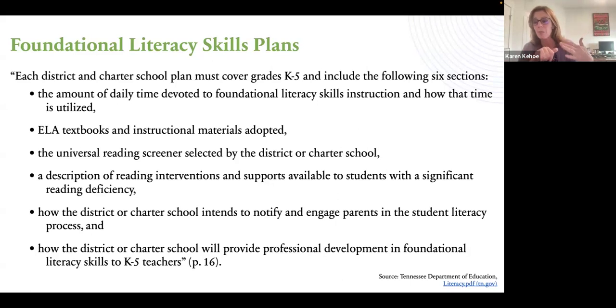We currently have 8 approved state screeners, including 1 free state screener that not everybody uses for various reasons, but they can also use things like AIMSweb or DIBELS. So they have to specify which one they're using. And students have to be screened 3 times a year, K through 3. Then the plans cover how the parent notification process is happening, what interventions and supports they're using to provide that dyslexia-specific intervention, and how they're going to offer professional development to meet those teacher training requirements. So that's what needs to be in these school-specific literacy plans.